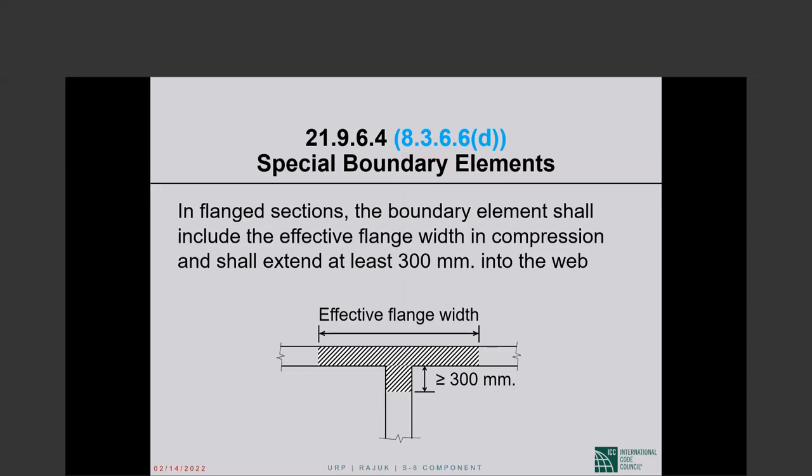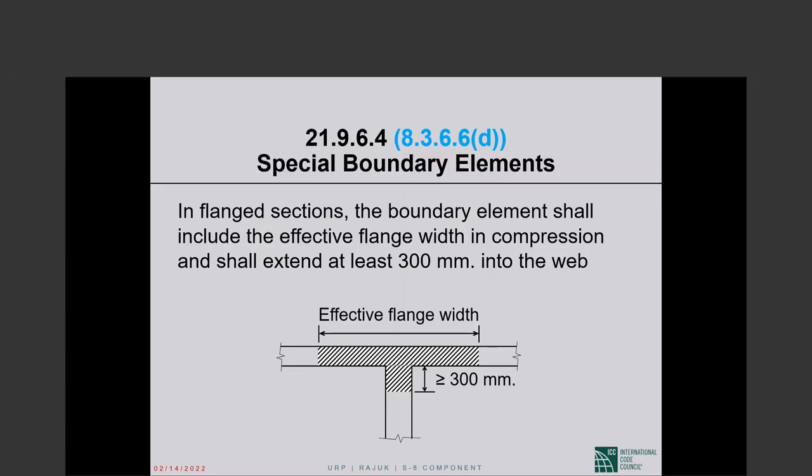So moving on. We do it the other way. We provide the special confinement where the stresses are high. We already know, like at the base and things like that. So I don't know that this question really arises in design.